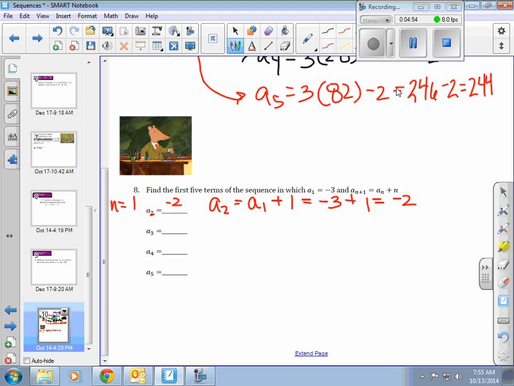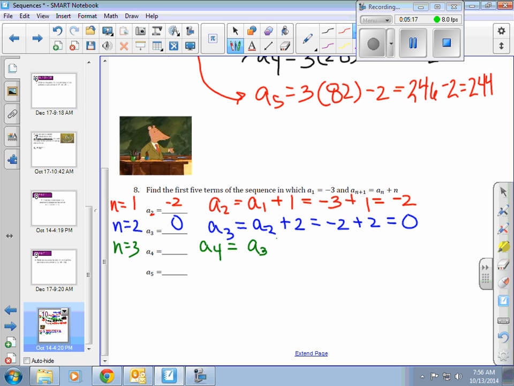The next one is when n is equal to 2. I want to find a sub 3, so it's going to be a sub 2 plus 2. A sub 2 we just found was negative 2, plus 2 gives us 0. The next one, n is equal to 3. So a sub 4 is equal to a sub 3 plus what n is, which is 3. My a sub 3 was 0, plus 3, so this is 3.